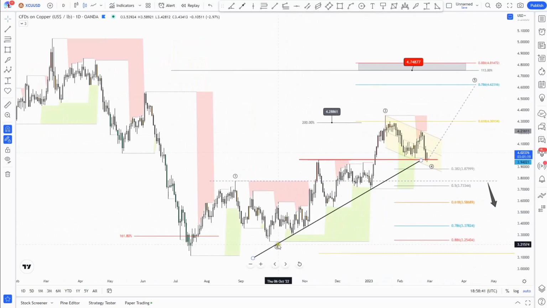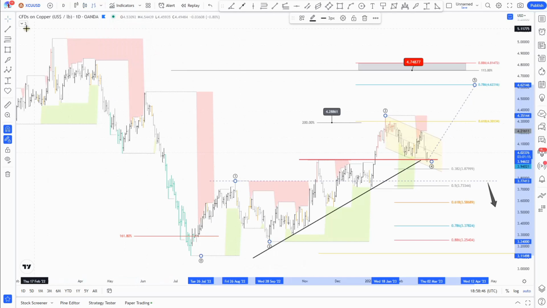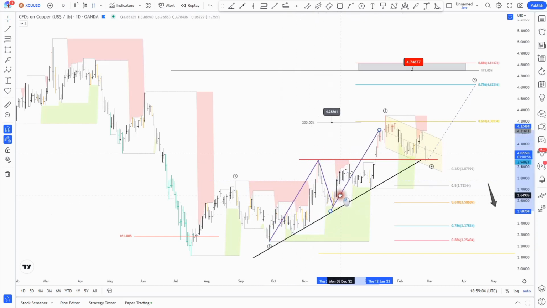Note that this third wave is also formed with a kind of symmetrical pattern. So we have the first swing high, then the pullback, and if you project the first swing, you can see the price has formed the so-called ABCD pattern inside the third wave right there.